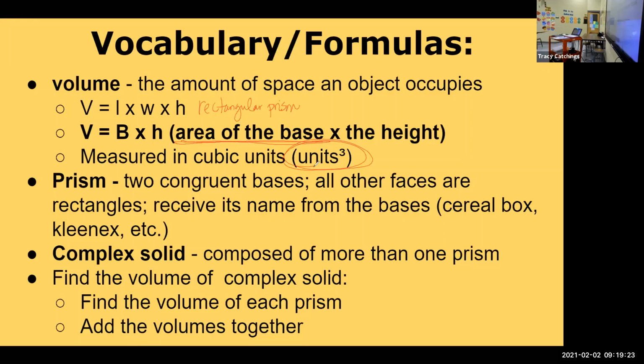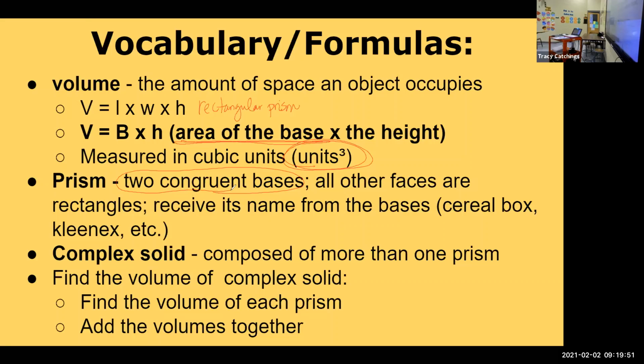All right, somebody tell us about a prism. Two congruent bases, all other faces are rectangles, receive its name from the bases, cereal box, Kleenex, etc. A prism has two congruent bases, meaning the base is going to be the same. Everything else is going to be those rectangles. So pay attention to what exactly is the base.